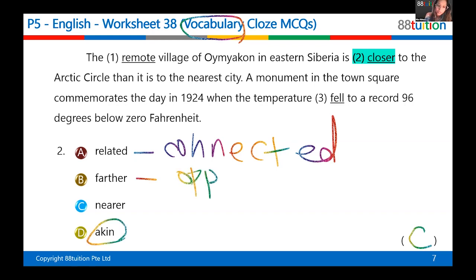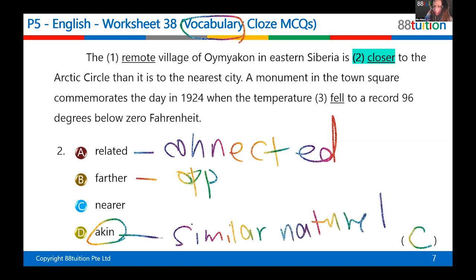And what does this word mean? What is akin? This is a very common word. It means that you share a similar characteristic or are similar in nature. If I say I'm akin to you, it means we are very close, very similar in nature or character. And of course, nearer is closer. So that's the answer.